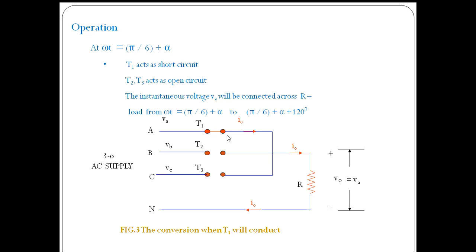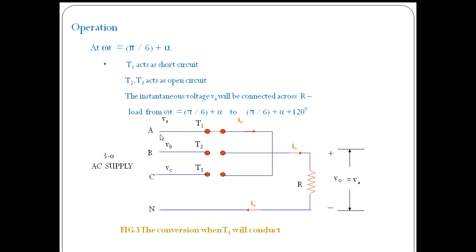So T1 conducts, and T2 and T3 will act like an open circuit, because T1 is subjected to more forward bias. Then it will be in conduction. These two are in open circuit. The instantaneous voltage VA will be connected across R load for the duration ωt = 5π/6 + α to 5π/6 + α + 120 degrees. So T1 will be in conduction for a duration of 120 degrees.